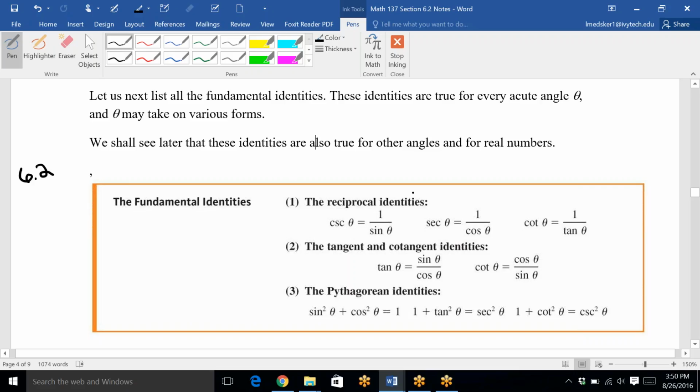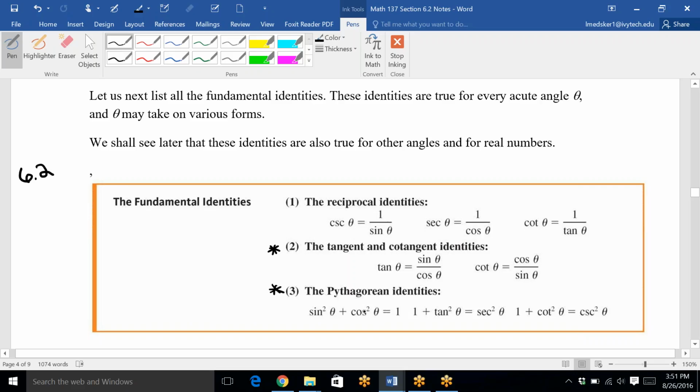The first ones we already talked about just when we defined our trig functions. We said that cosecant is the reciprocal of sine, so that's why this is 1 over sine theta. Secant is the reciprocal of cosine, and cotangent is the reciprocal of tangent. The next two were ones that we hadn't talked about yet, but that you need to memorize. Tangent theta is actually sine over cosine, so cotangent would then be the opposite. It's cosine over sine.